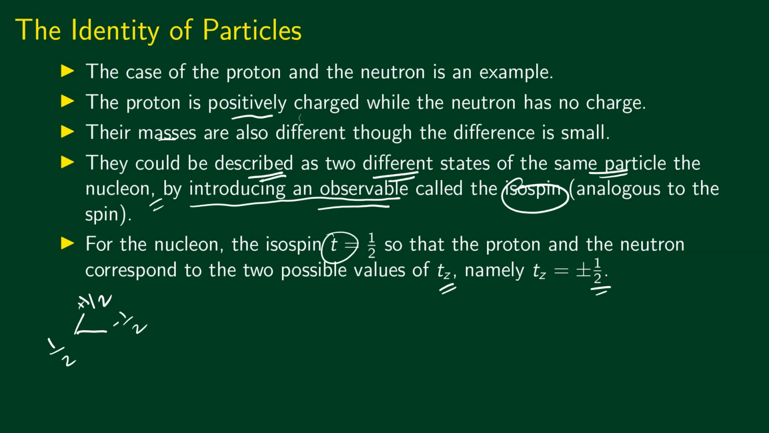In the same way, we say that the nucleon is a half isospin particle, and the proton and the neutron are different dynamical states of the nucleon with eigenvalues plus half and minus half. So just like an up-spin electron and a down-spin electron are different dynamical states of the spin half electron, we can say that plus half isospin and minus half isospin particles, the proton and the neutron, are different dynamical states of the isospin half nucleon.